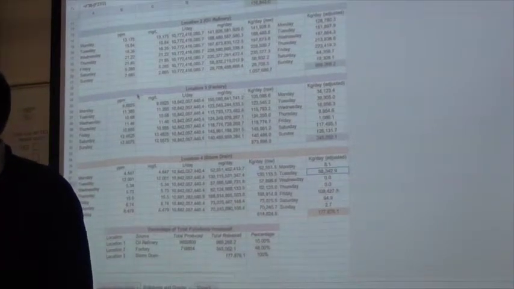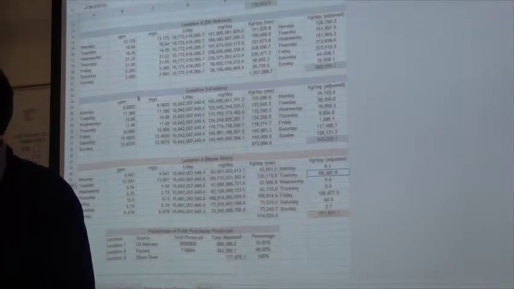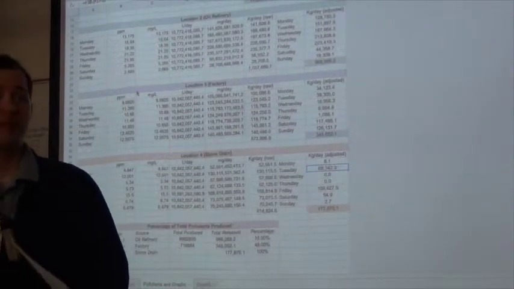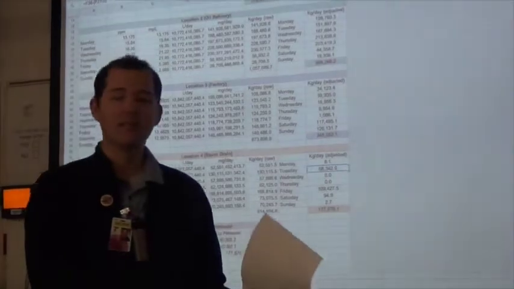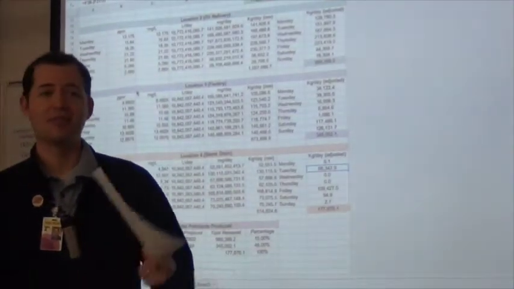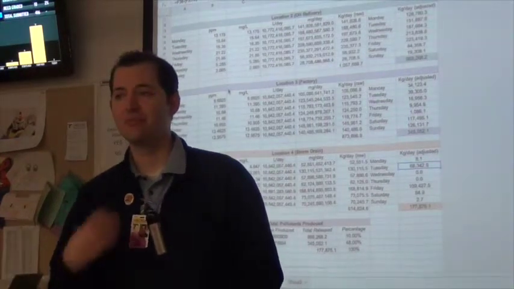Your case studies tell you how much is produced at each location, and you're going to compare that to how much they actually dump into the river. Are they putting 100% of their waste into the river? Are they putting 20%? Are they putting 2%? That can give you an idea of how hard they're working to keep what they put into the river minimized.